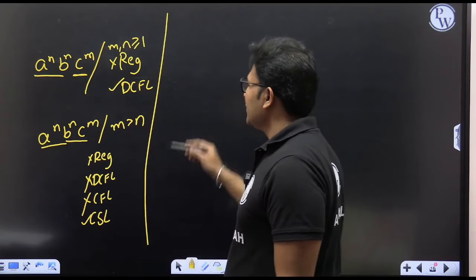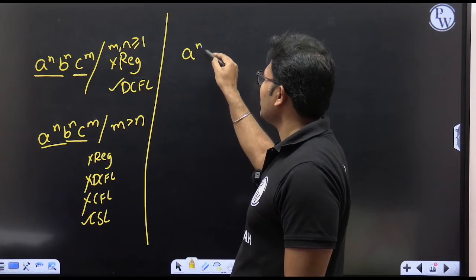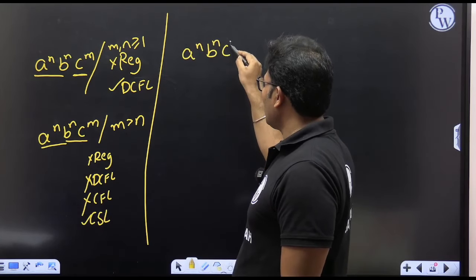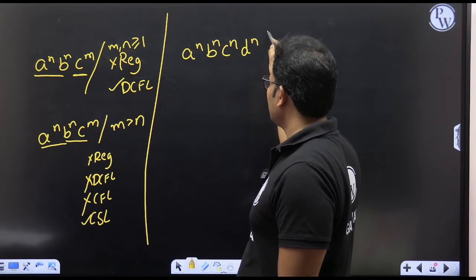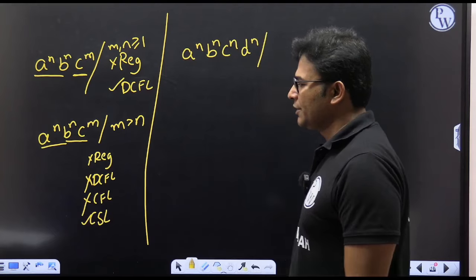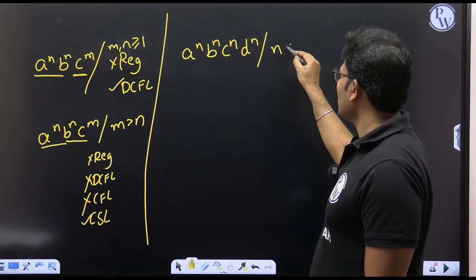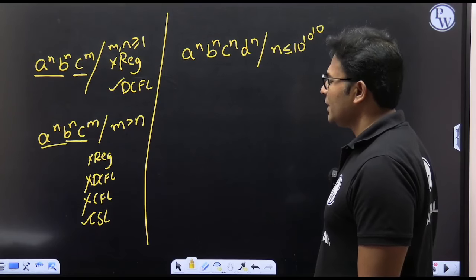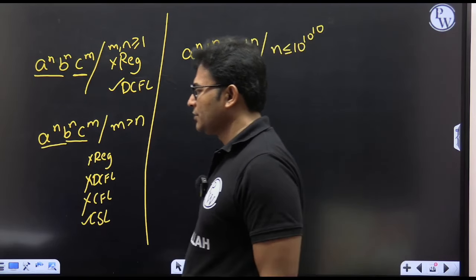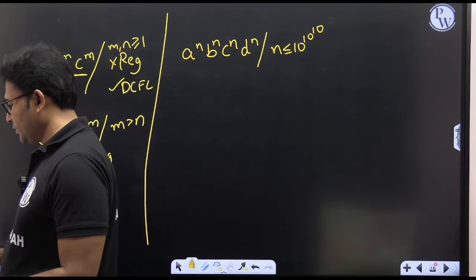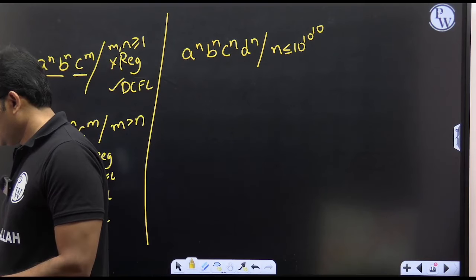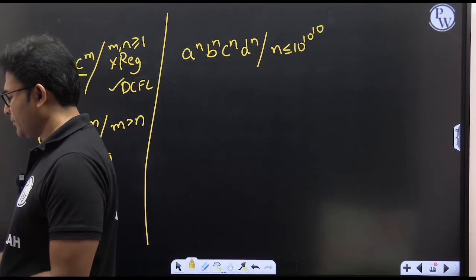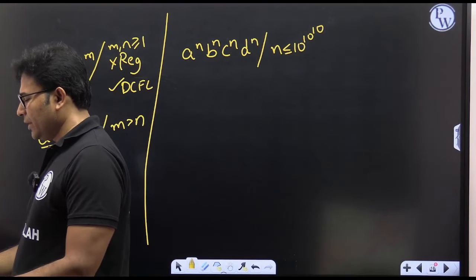Now, let us see a different model. A power n, B power n, C power n, D power n such that n is less than or equal to 10 power 10 power 10. Think and answer.